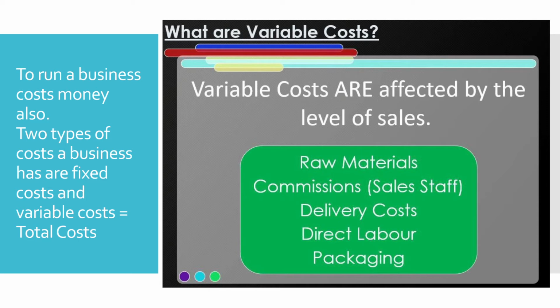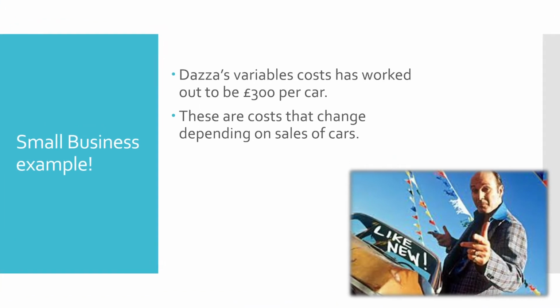If we add our fixed costs with our variable costs, that will give us our total costs. So back to Dazza in our small business example, he's worked out that his variable costs are about £300 per car. These are costs that change depending on the sales of cars. If he sold one car, his variable costs are £300. If he sold 3 cars, his variable costs are £900. So they change depending on how many sales he makes.